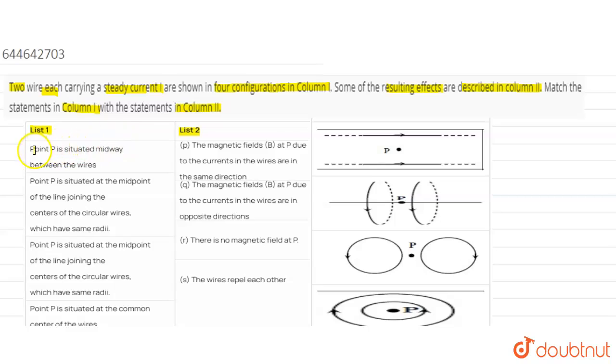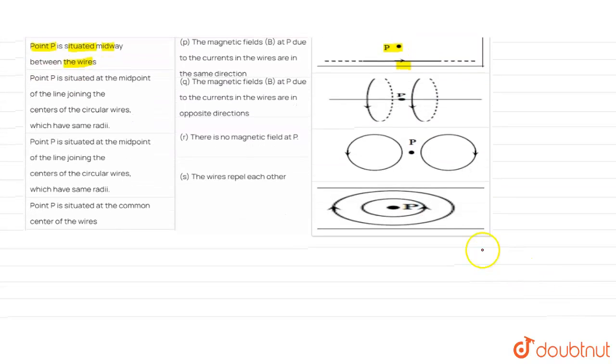So guys, the first one is: point P is situated midway between the wires. As we can see from the diagram, there are two wires, and this is the point P which is situated midway between the wires. From list 2 we can see there are magnetic fields, which means we have to find their magnetic field and then match which is the correct one. So there are two wires and point P is placed between them.